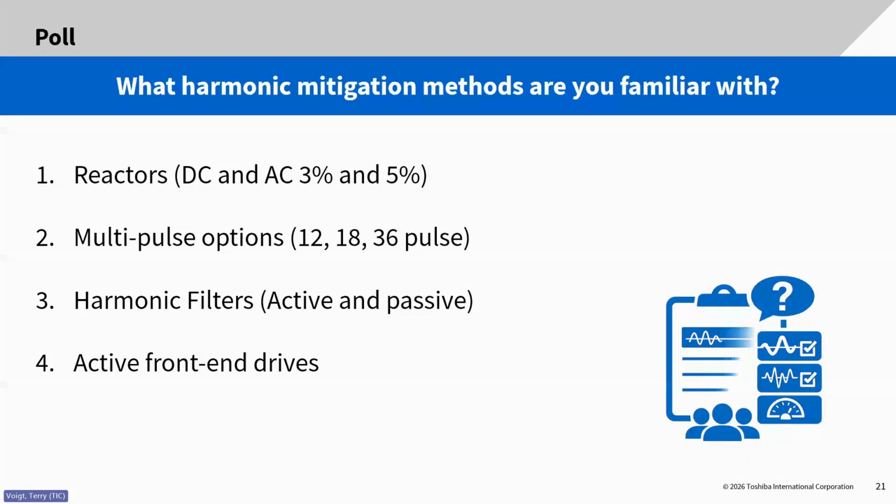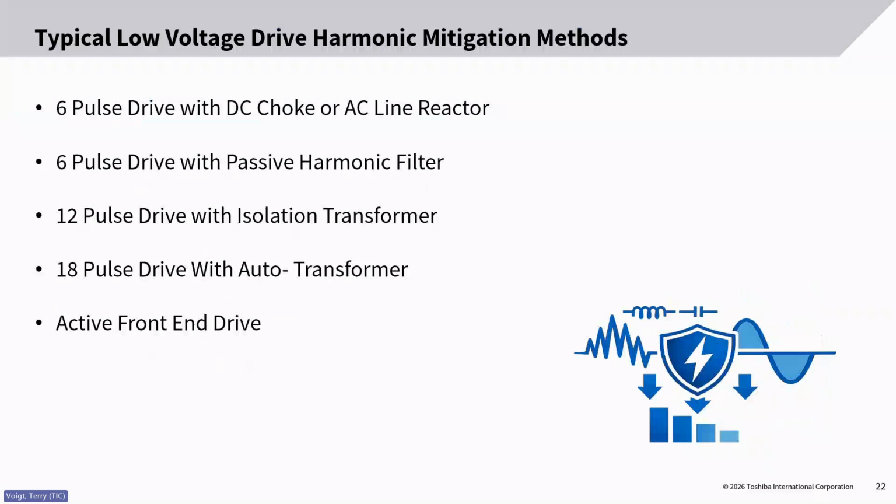So hopefully we've all answered this question in our head, but I will go ahead and talk through some of those. Some typical solutions, like I mentioned, are a 6 pulse drive with either a DC choke or AC line reactor. You can also pair a 6 pulse drive with a passive harmonic filter. That's a 1-to-1: one drive you have to pair with one harmonic filter, and that device traps harmonics. It will capture or prevent the harmonics from leaving the filter. This is installed on the front end, the power side of the drive.